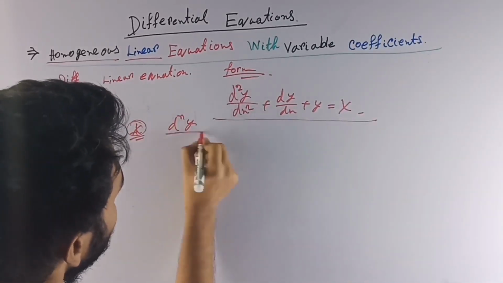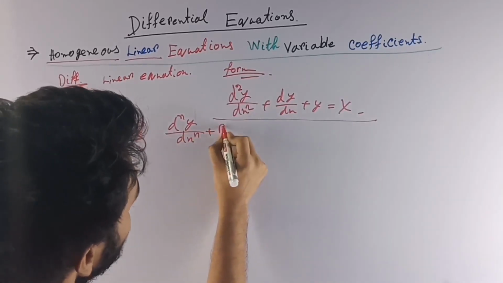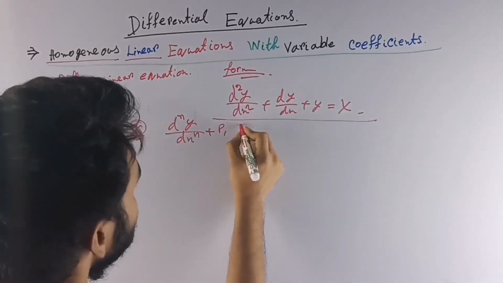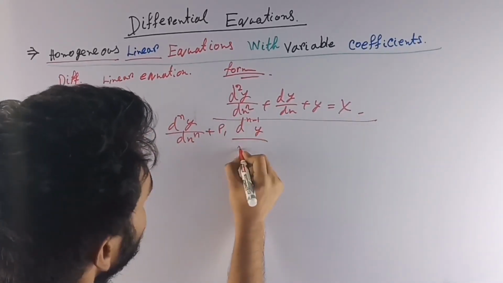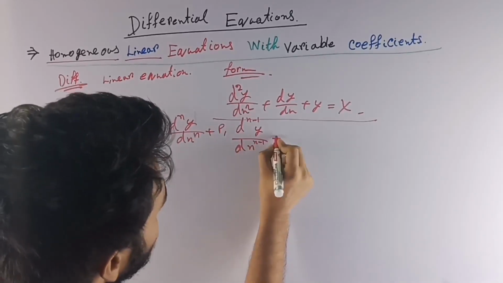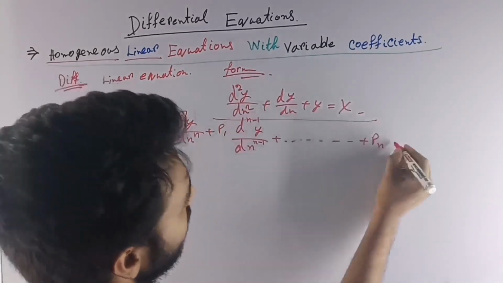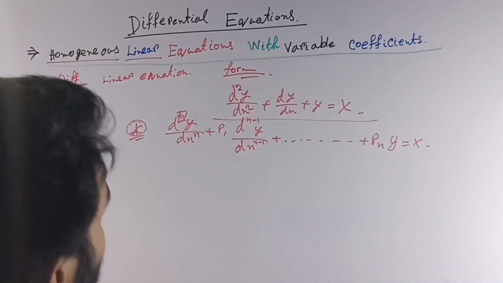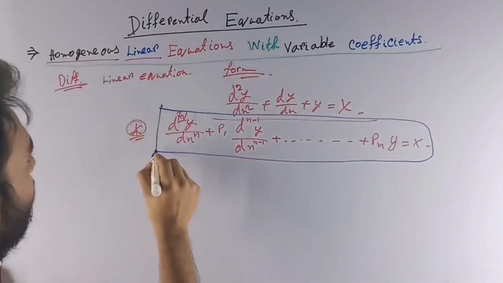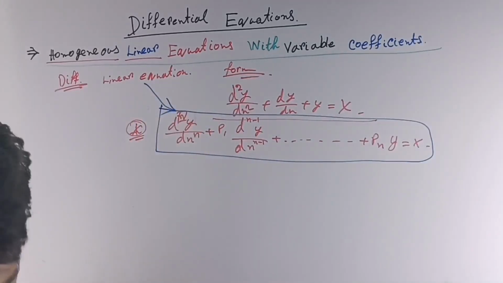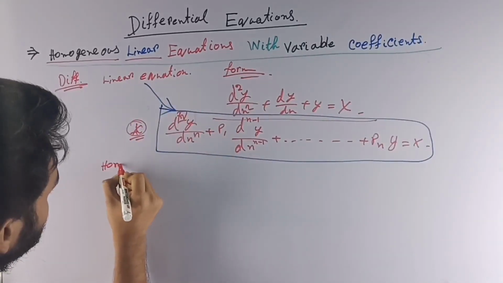Now we can write it as a general term: d to the power n y by dx to the power n plus p1 d to the power n minus 1 of y by dx to the power n minus 1, dot dot dot, plus pn y equals x. That's it, and this is the linear equation.